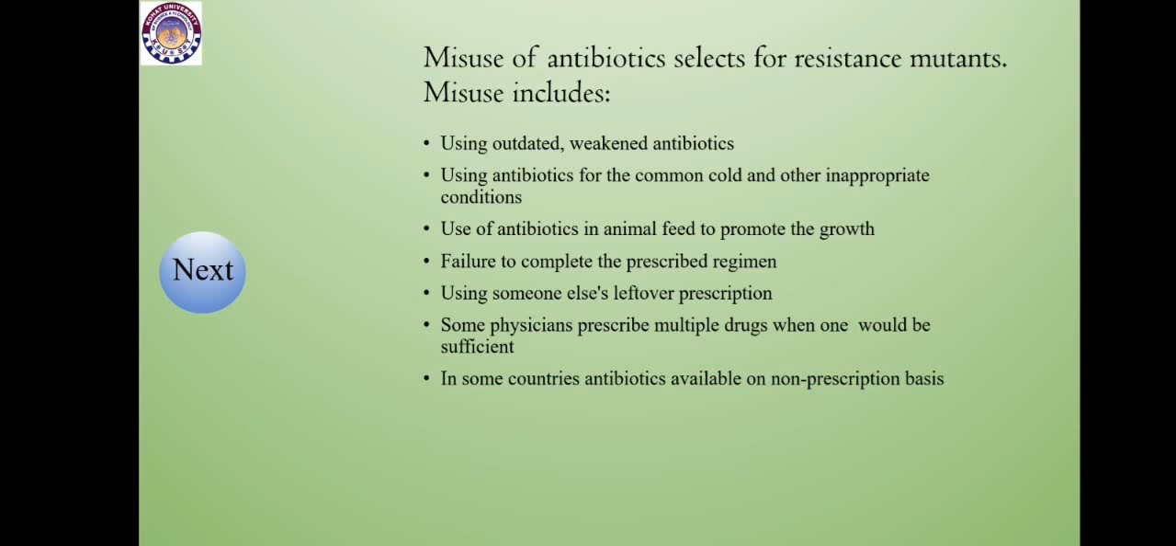Obviously, there is also failure to complete the prescribed regimen. If a doctor prescribes a course of 6 or 7 days, and after completing 2 days we stop using the antibiotics because we feel fine, it's not fine, because resistant bacteria are left behind and they will grow in number, and next time these antibiotics will not work against them. The bacteria will get the resistance. Others use someone else's leftover prescription, and some physicians prescribe multiple drugs when one would be sufficient. Obviously, they give a combination of different antibiotics when only one type would be sufficient for curing that disease.